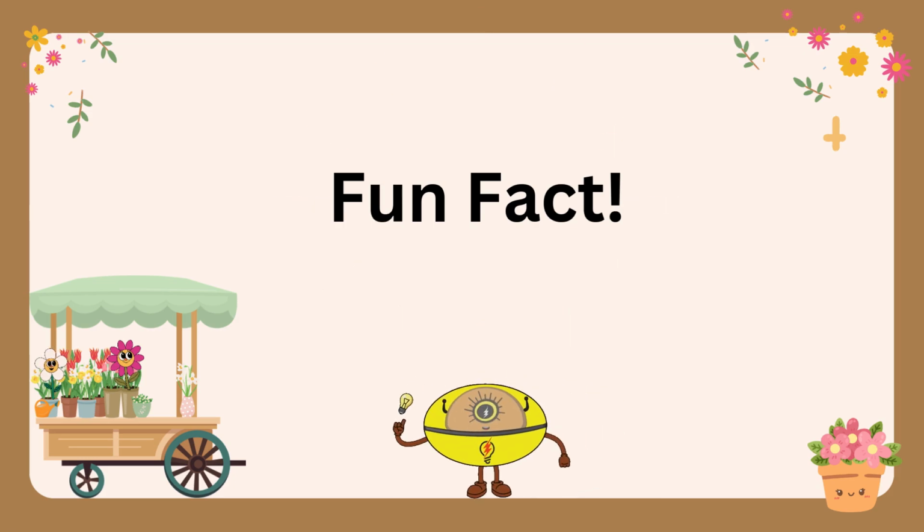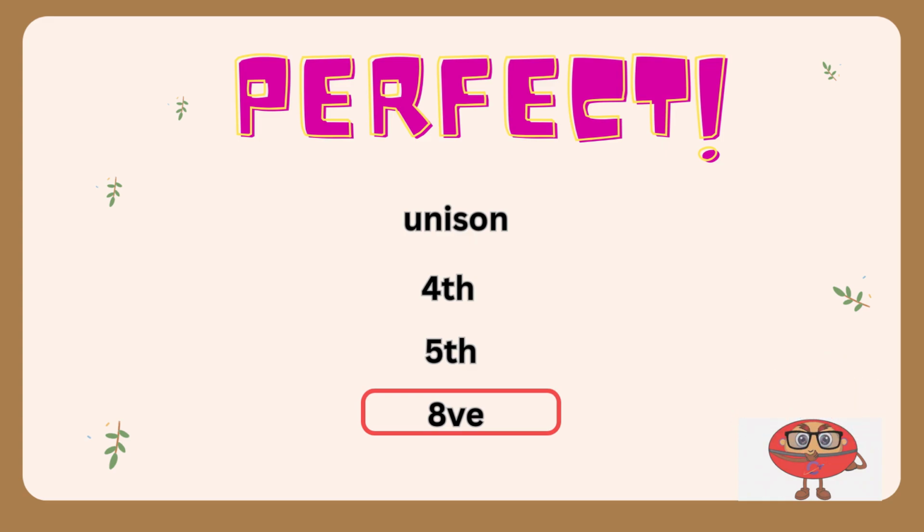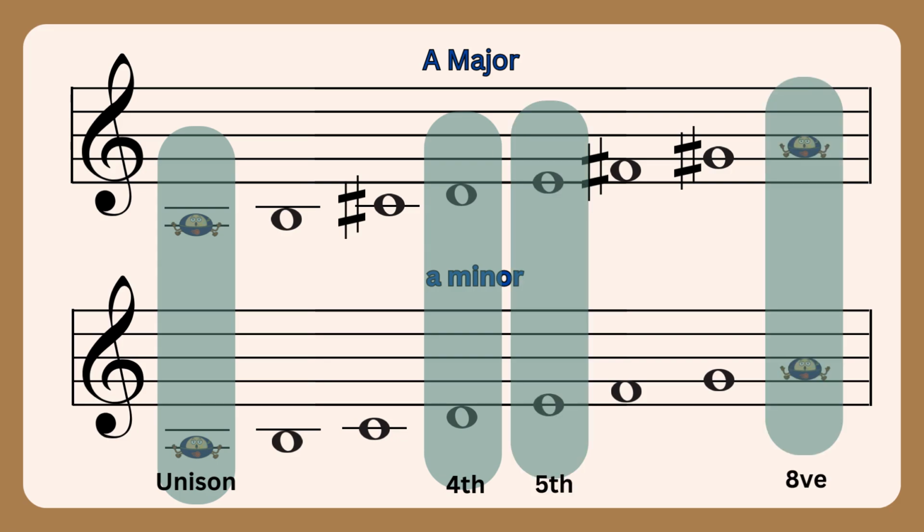Fun fact. Ever wondered why unison, fourth, fifth, and octave are called perfect? It's because these intervals stay the same in both major and minor scales. They never change. That's why we call them perfect intervals.